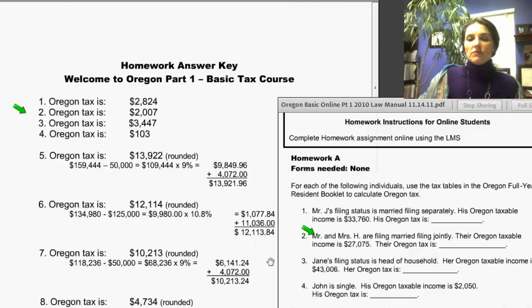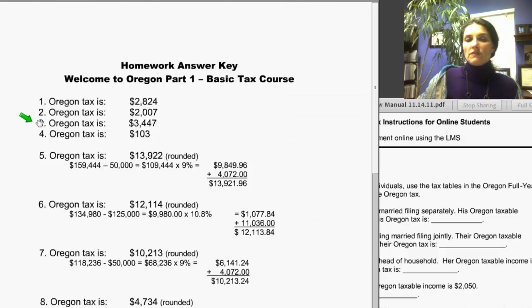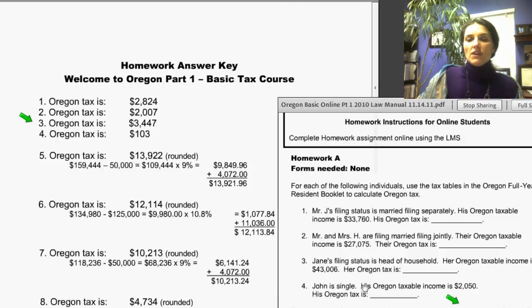For question number 3, Jane's filing status is head of household. For head of household, you also use the J column, and her taxable income is $43,006. That gives you Oregon tax of $3,447. Question number 4. John is single. His Oregon taxable income is $2,050, and that makes his Oregon tax $103.